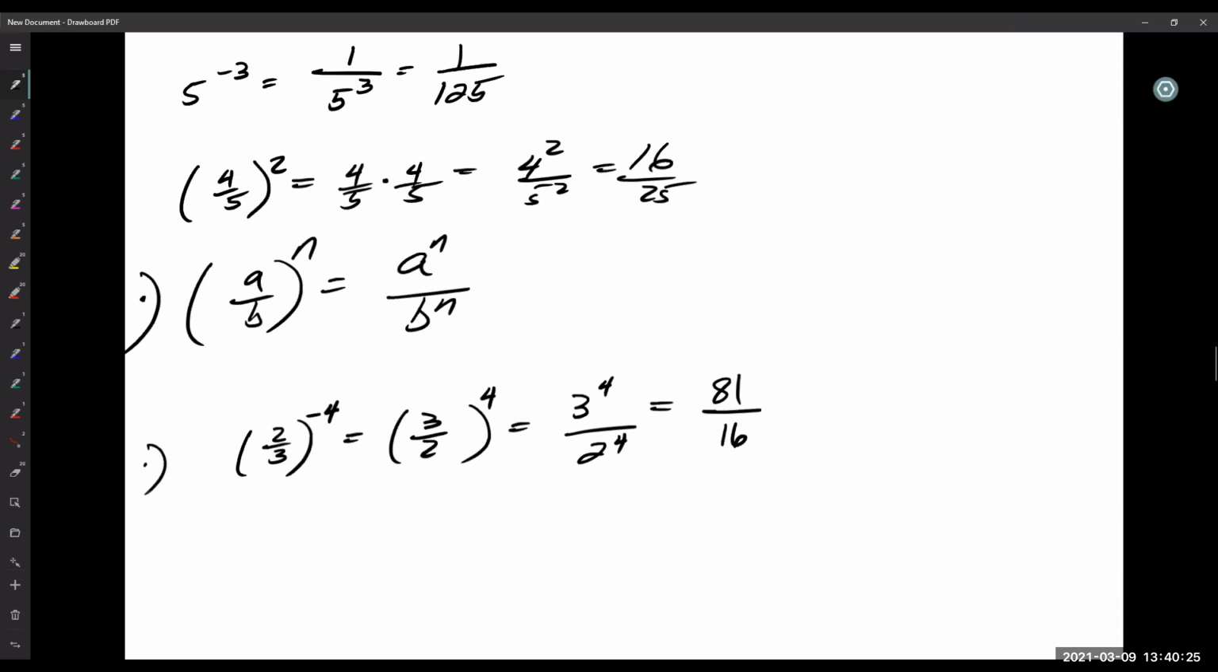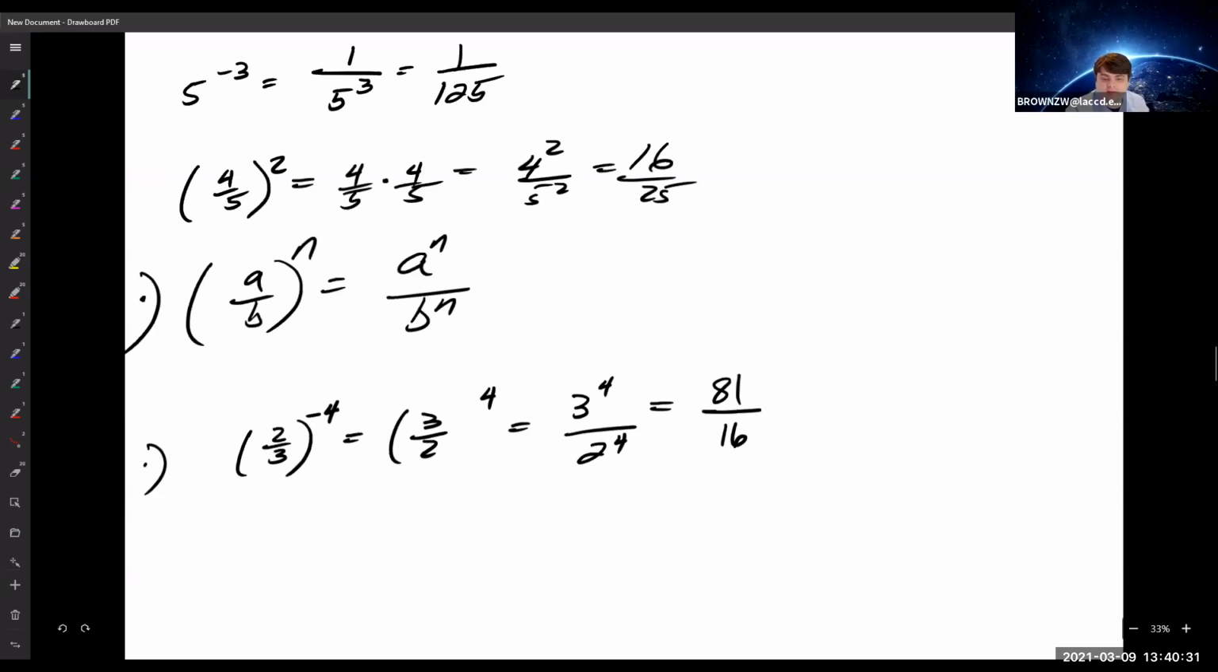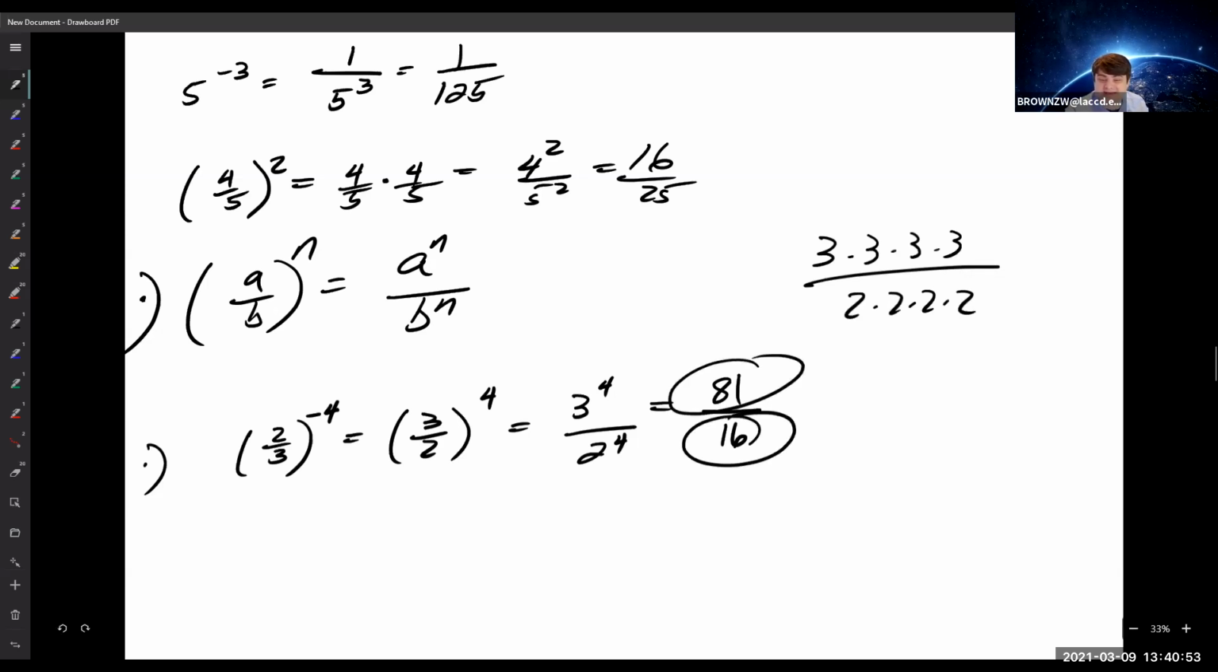Professor, on the 16, do you want us to break it down even more or just leave it as is? Well, actually, as it turns out, we couldn't break this down at all. So because of that, 81 and 16 will not have any like terms, because remember, 3 to the 4th is 3 times 3 times 3 times 3 over 2 times 2 times 2 times 2. None of these will cancel out. So that means that 81 over 16 is a simplified fraction.